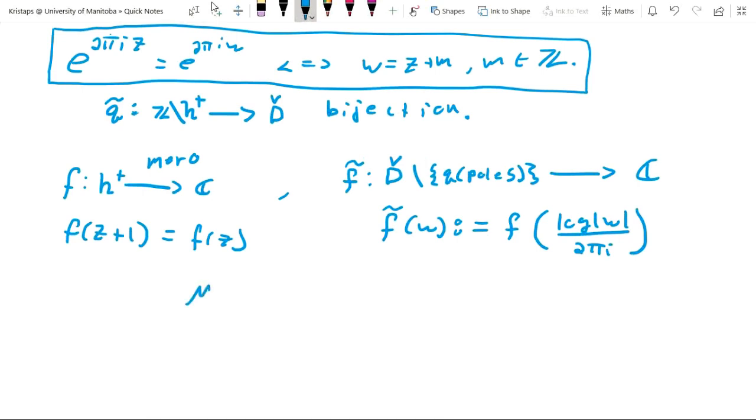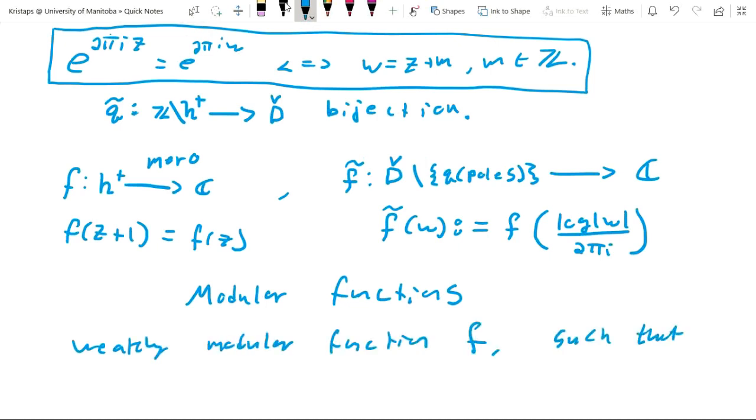So finally, I give you the definition of modular functions in general. We can drop the weakly. This is a weakly modular function f such that the induced function f tilde is meromorphic on the entirety of D, not just D punctured.